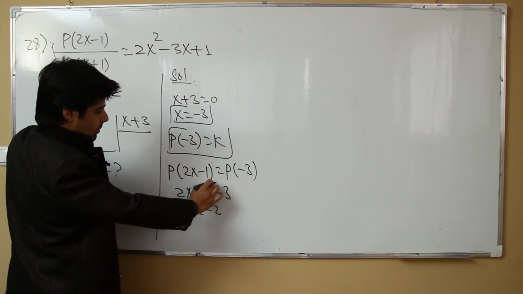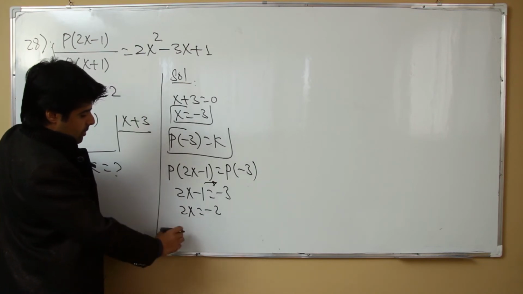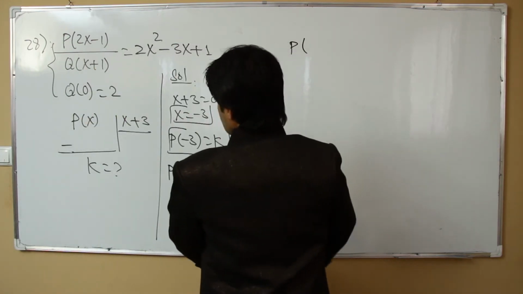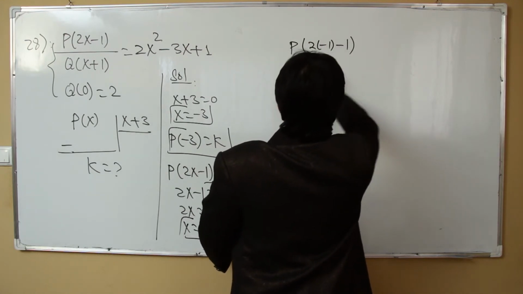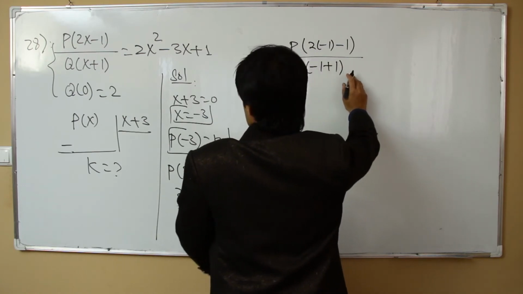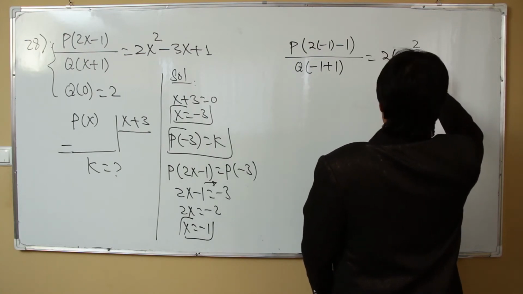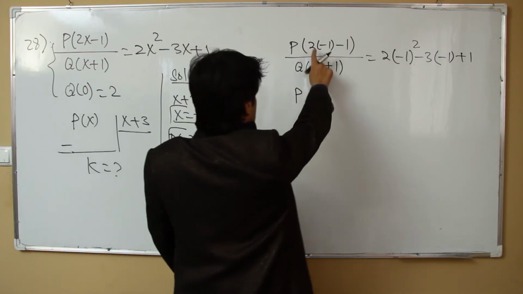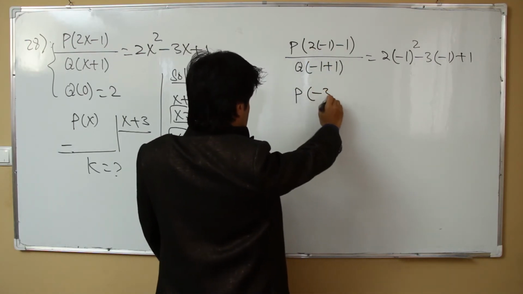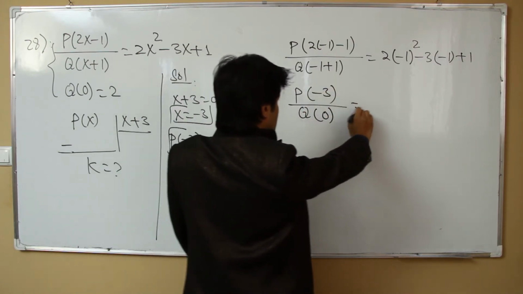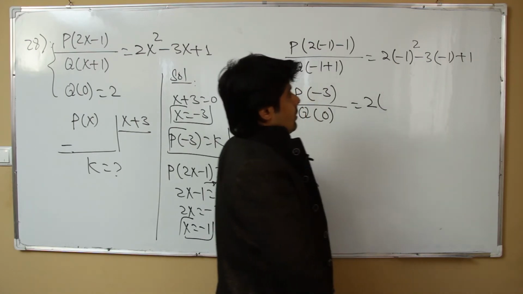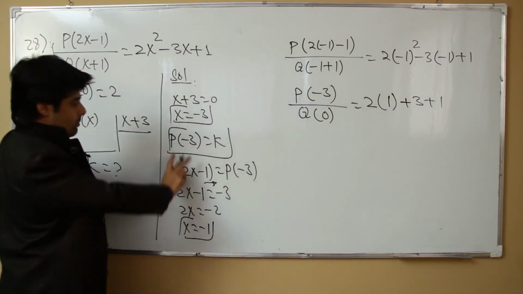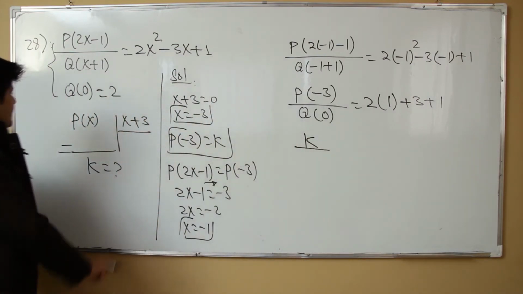2x is minus 2. Put minus 1 there, plus 1: minus 3 with plus 1 is minus 2. Divide both sides by 2. x is minus 1. Now in P, instead of x, you have to put minus 1. So 2 times minus 1 minus 1 divided by q(minus 1 plus 1) equals 2 times (minus 1) squared minus 3 times (minus 1) plus 1. Now 2 minus 1 minus 1, it's minus 3, divided by q(minus 1 plus 1), which is q(0). Minus 1 to the power 2 is plus 1, and minus minus is plus. 3 plus 1. P(minus 3) is k, divided by q(0), which is given as 2.